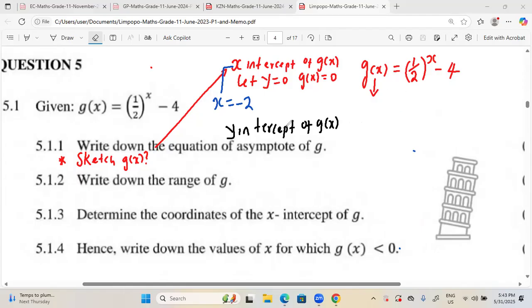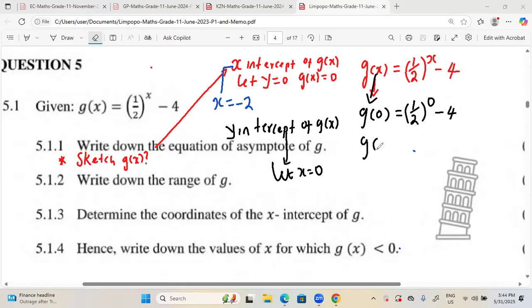Remember, if you are looking for the y-intercept, you have to let x be 0. So you go to the function g of x equals 1 over 2 to the exponent x minus 4. You let x be 0. So I will say g of 0 equals 1 over 2 to the exponent 0 minus 4.